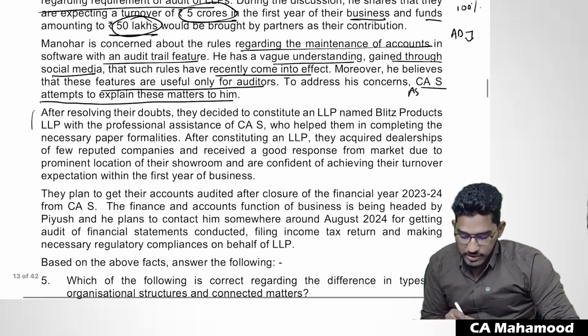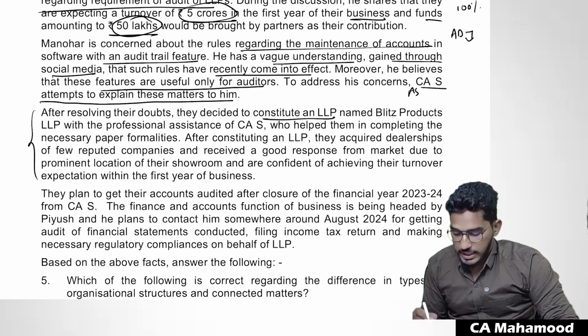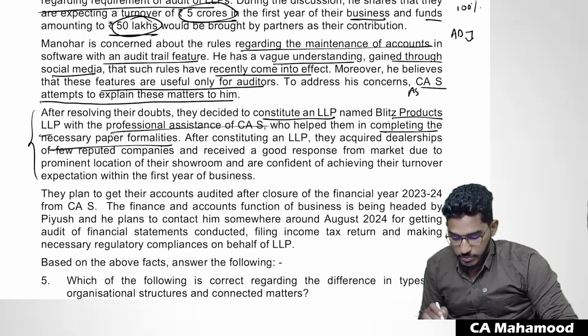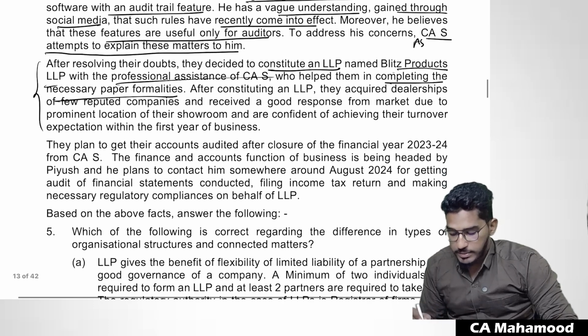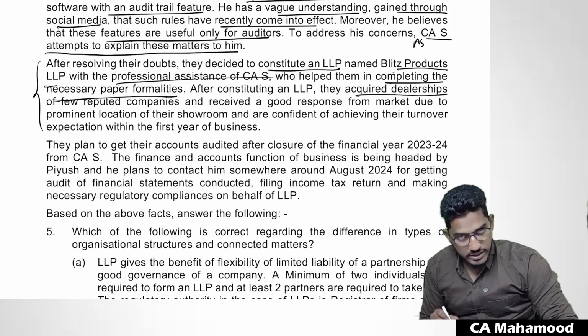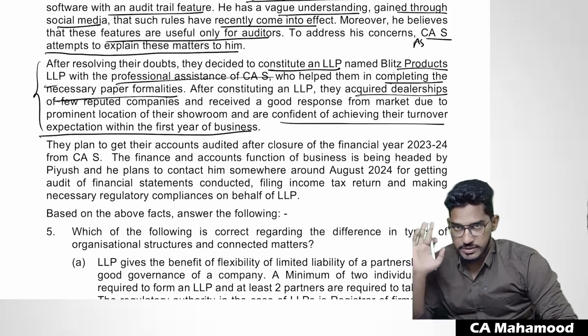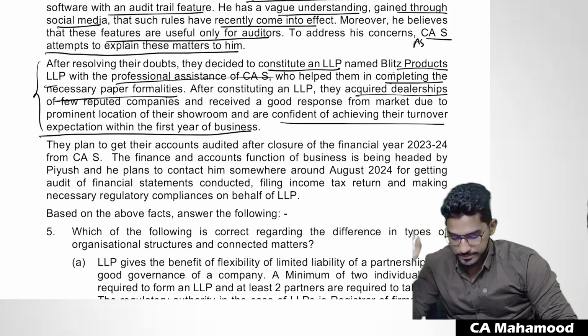After resolving their doubts, they decided to constitute an LLP named Blitz Products LLP with the professional assistance of the CA, who helped them in completing the necessary paper formalities. After constituting the LLP, they acquired dealerships of a few reputed companies and received a good response from the market due to the prominent location of their showroom, and are confident of achieving their turnover expectation within the first year of business. So their turnover criteria is getting met.